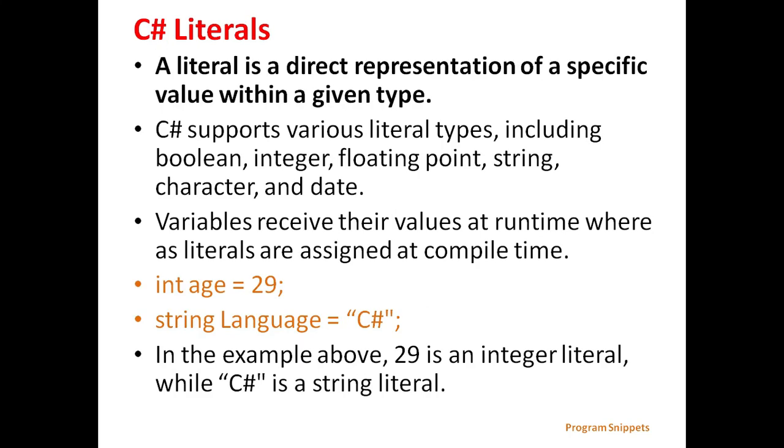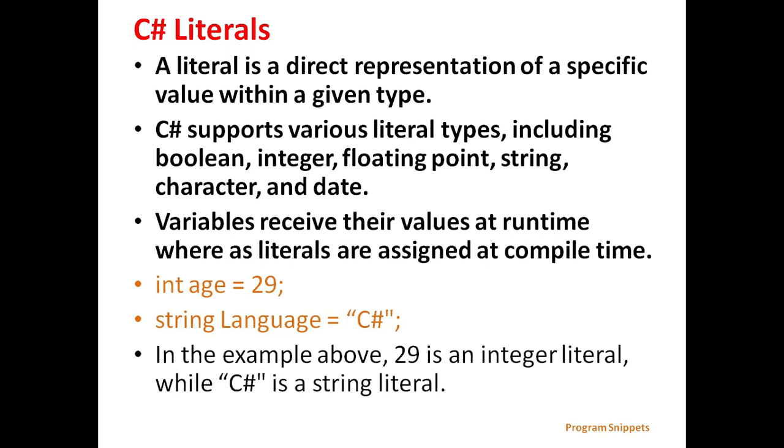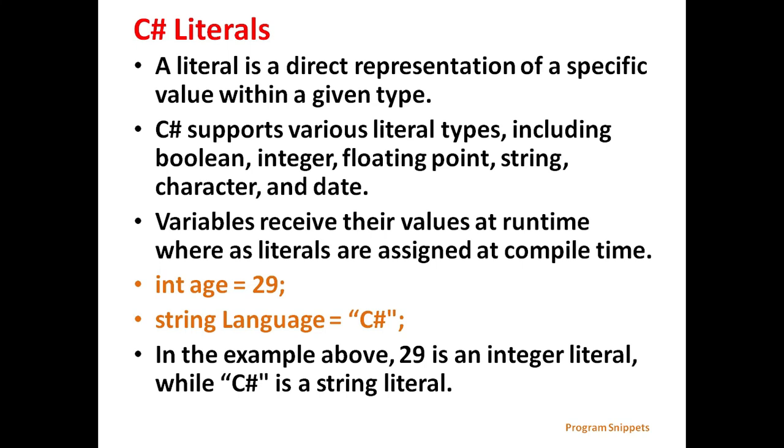Then literals. A literal is a direct representation of a specific value within a given type. C# supports various literal types including boolean, integer, floating point, string, character and date. Variables receive their value at runtime, whereas literals are assigned at compile time. For example, int age = 29 or string language = "C#". Here 29 is an integer literal and C# is a string literal.